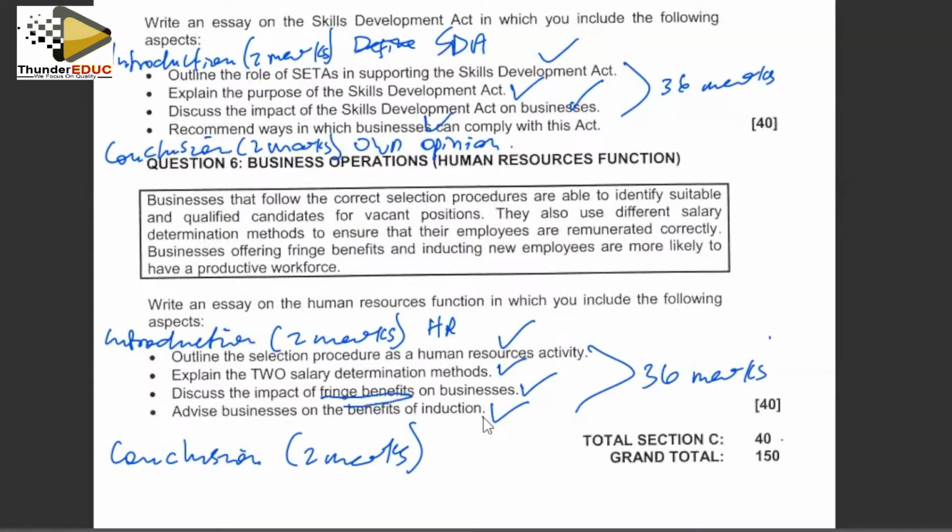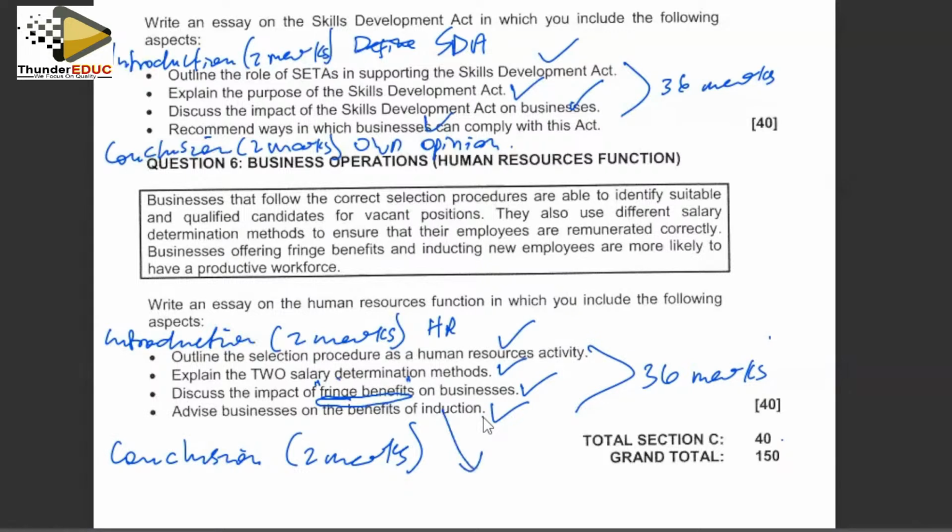So now for the impact of the fringe benefits, we are going to check both positive and negative. We are saying that businesses save money as benefits are tax deductible. Also, we are saying that businesses improve productivity, resulting in higher profitability.